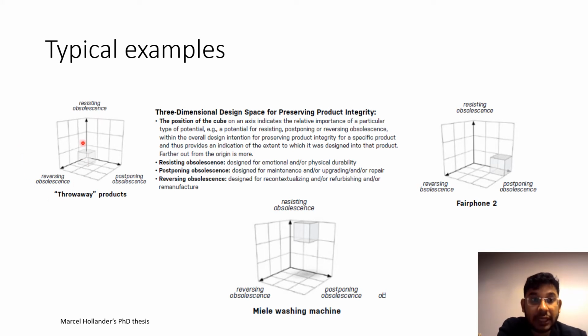So he created these three-dimensional plots. See here, there are three axes: resisting, postponing, or reversing obsolescence. Three different ways to challenge obsolescence, right? And you can imagine a throwaway product, a use-and-throw product as they call it, is literally the worst. So you have it right at the origin, which means that it is not challenging the concept of obsolescence whatsoever. If you could agree with me, the throwaway products really lie at the origin and are literally the worst in challenging obsolescence.